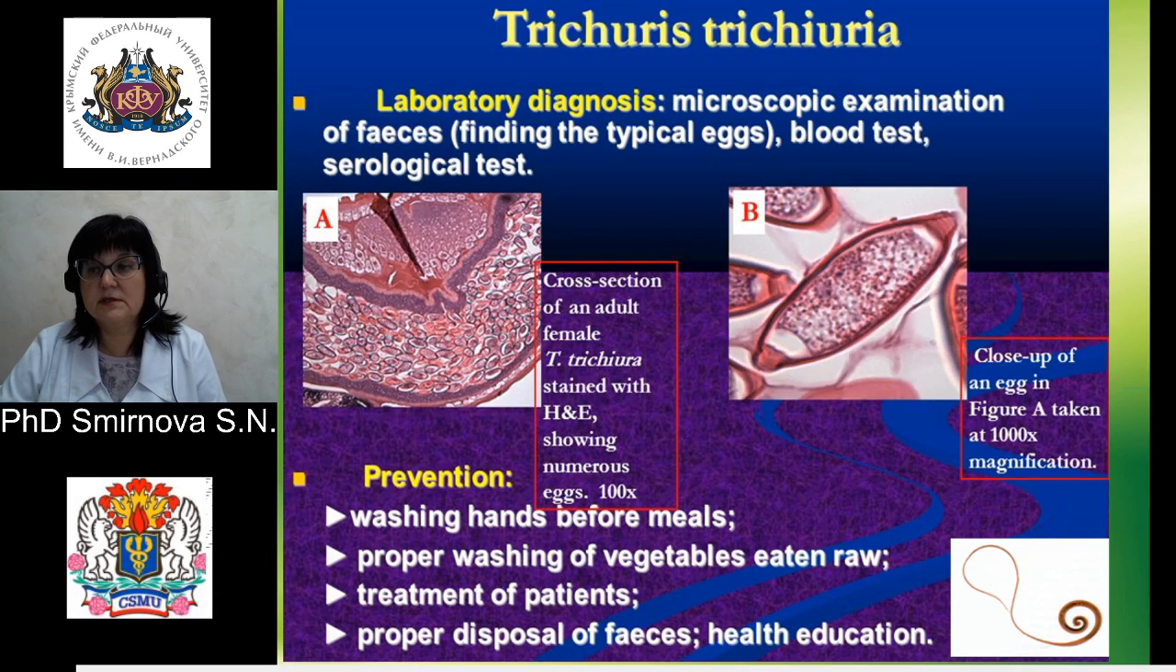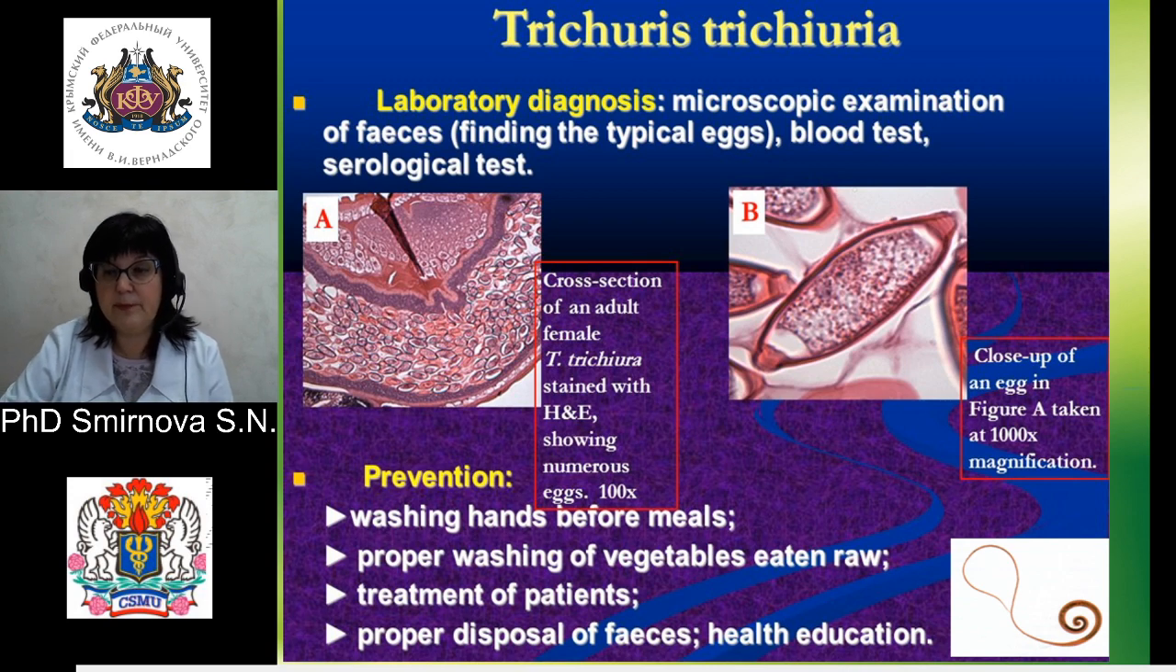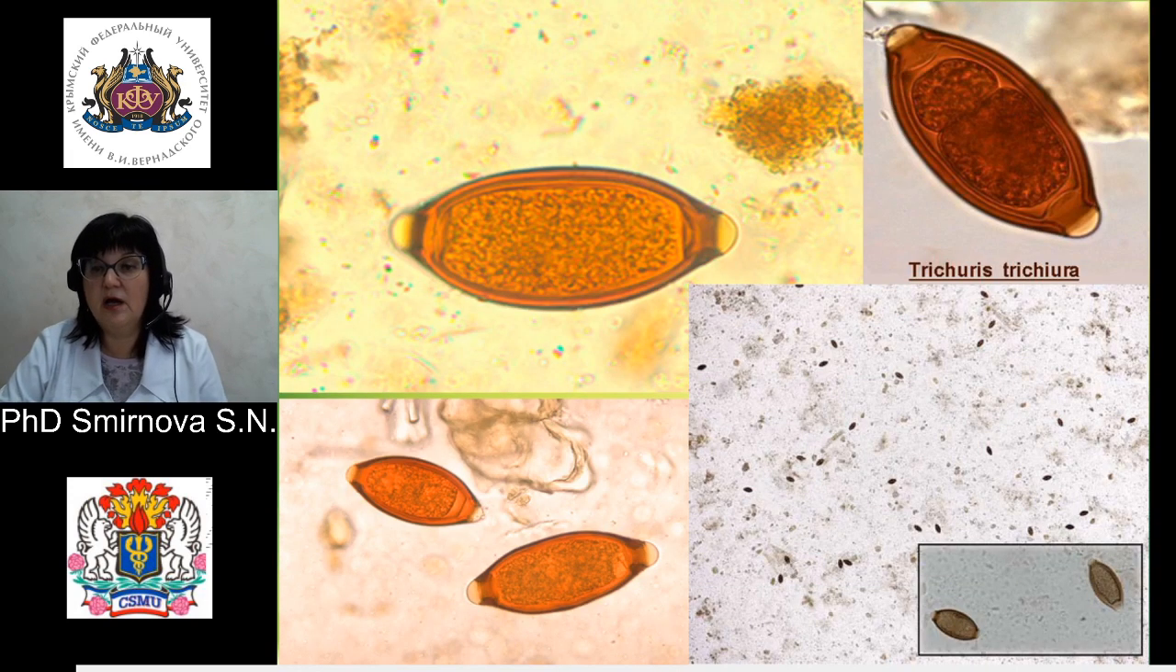Laboratory diagnostic: this is examination of the feces. Prevention and control: washing your hands before meals, and food that is properly cooked. This is treatment of a patient with this infection. On these schemes we can see a photo of eggs of Trichiurus trichiura. These eggs have a specific shape and brown color.